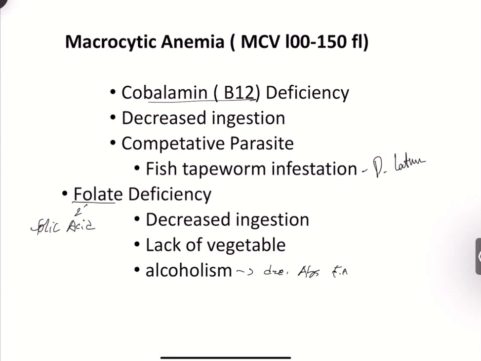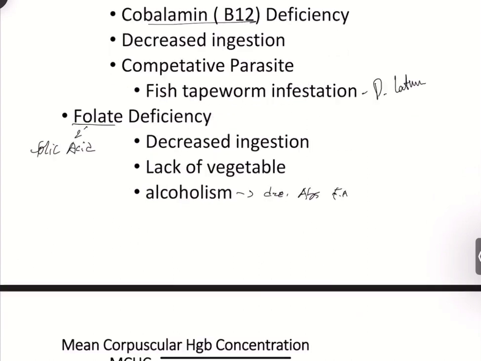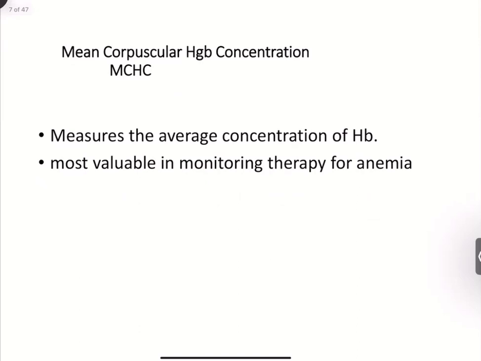That's why alcoholism can cause a certain type of anemia, which is macrocytic anemia. Next is your MCHC, or your mean corpuscular hemoglobin concentration. This measures the average concentration of your hemoglobin inside the cell. Most valuable in monitoring therapy for anemia, especially those with cancers.